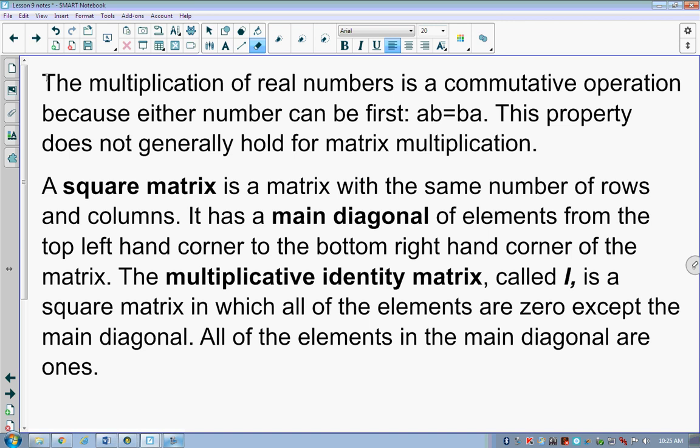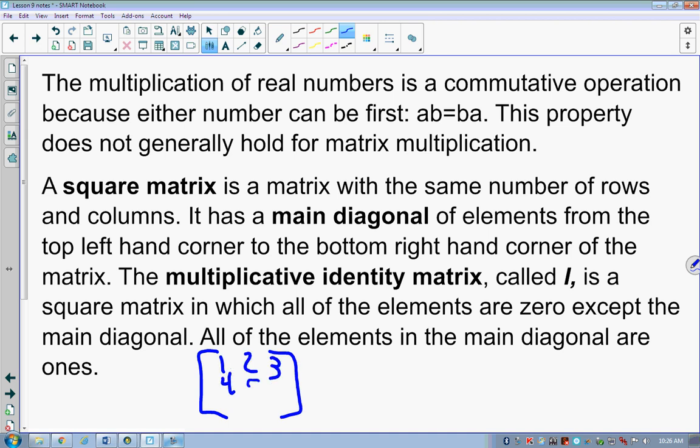A square matrix is a matrix with the same number of rows and columns: a 2 by 2, a 3 by 3, a 4 by 4. That's a square matrix. And a square matrix will have a main diagonal of elements. If I look at a 3 by 3, 1, 2, 3, 4, 5, 6, 7, 8, 9, I have that diagonal right there, and that's what we call the main diagonal. It's the diagonal that goes from the upper left corner to the lower right corner, from top left to bottom right.